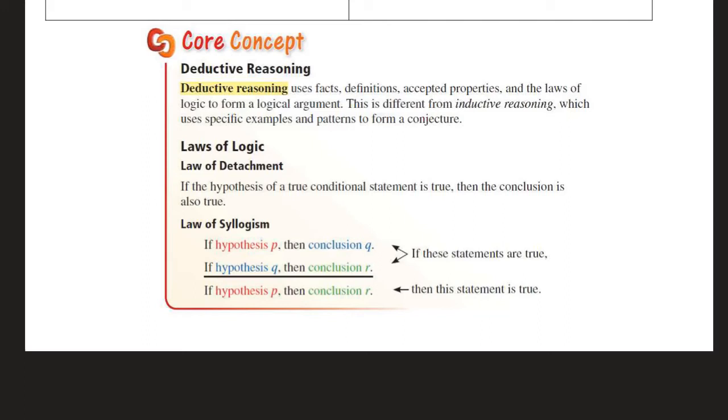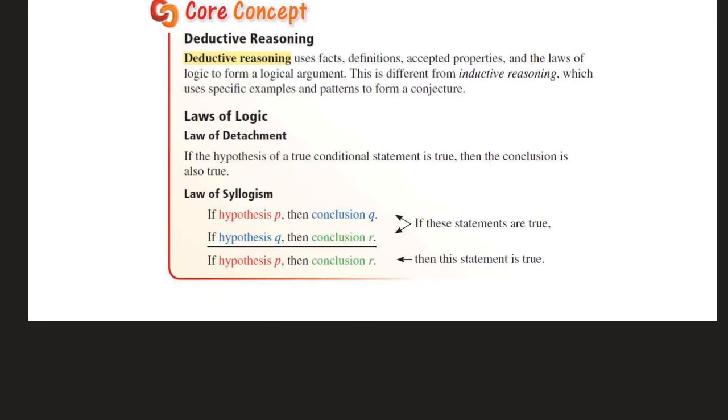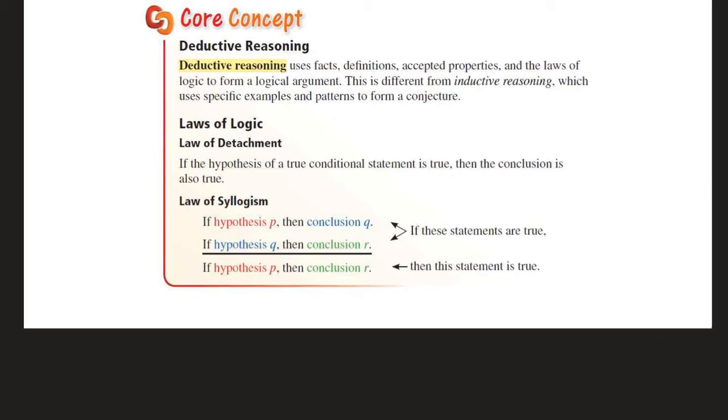Okay, so in this video, I'm going to talk about deductive reasoning. Deductive reasoning uses facts, definitions, accepted properties, and the laws of logic to form a logical argument. This is different from inductive reasoning because it uses specific examples and patterns to form a conjecture. So inductive reasoning takes limited information and makes a conjecture based on a pattern, okay? Deductive reasoning uses facts, definitions, accepted properties to narrow things down, okay?